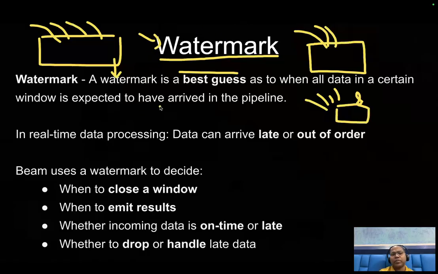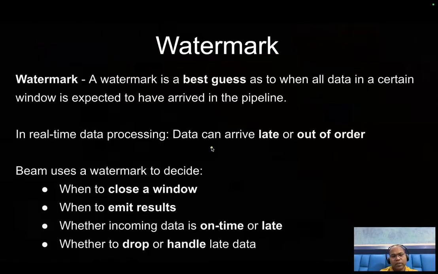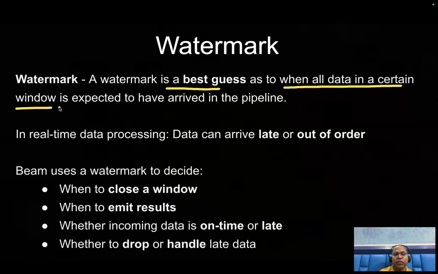Okay, this watermark matters in real-time data processing because your events, whatever events are generated, can come in any order, maybe late. So you can say a watermark is just a best guess to know when all the data in a certain window is expected to have arrived in the pipeline, so that the Beam model can close the window and emit the data.